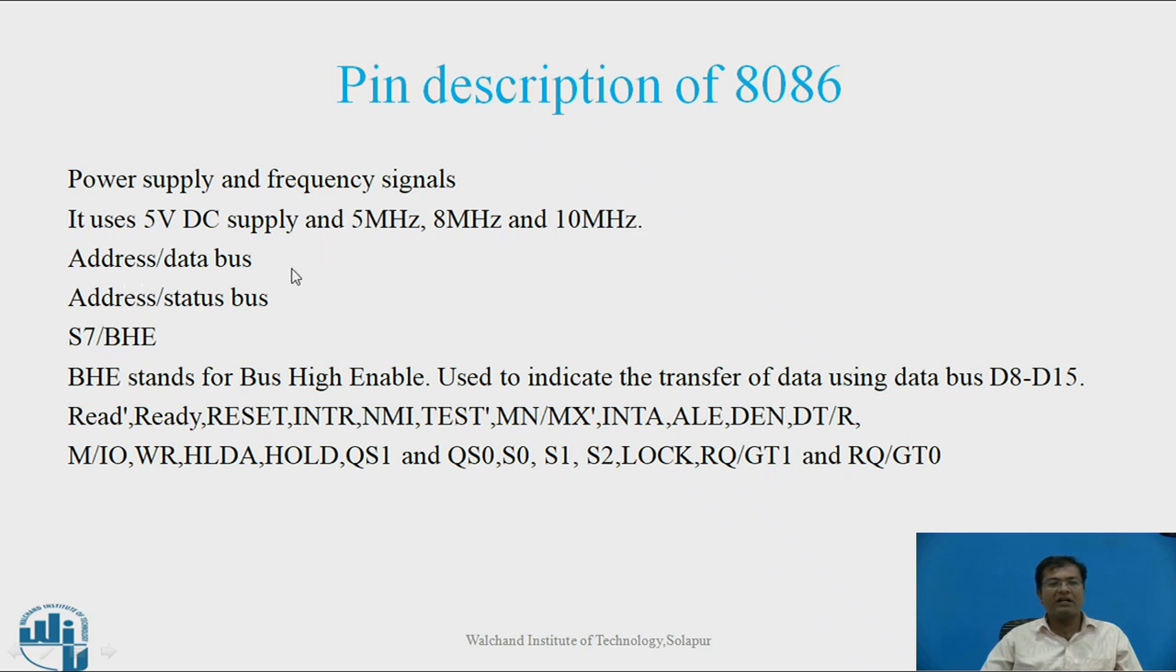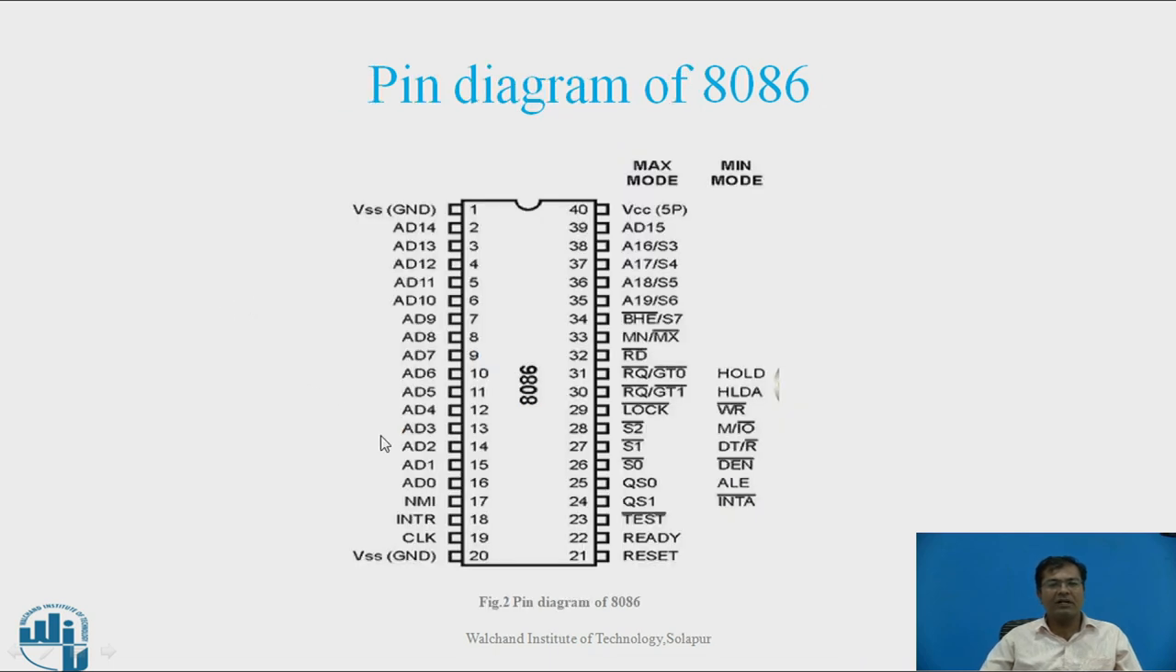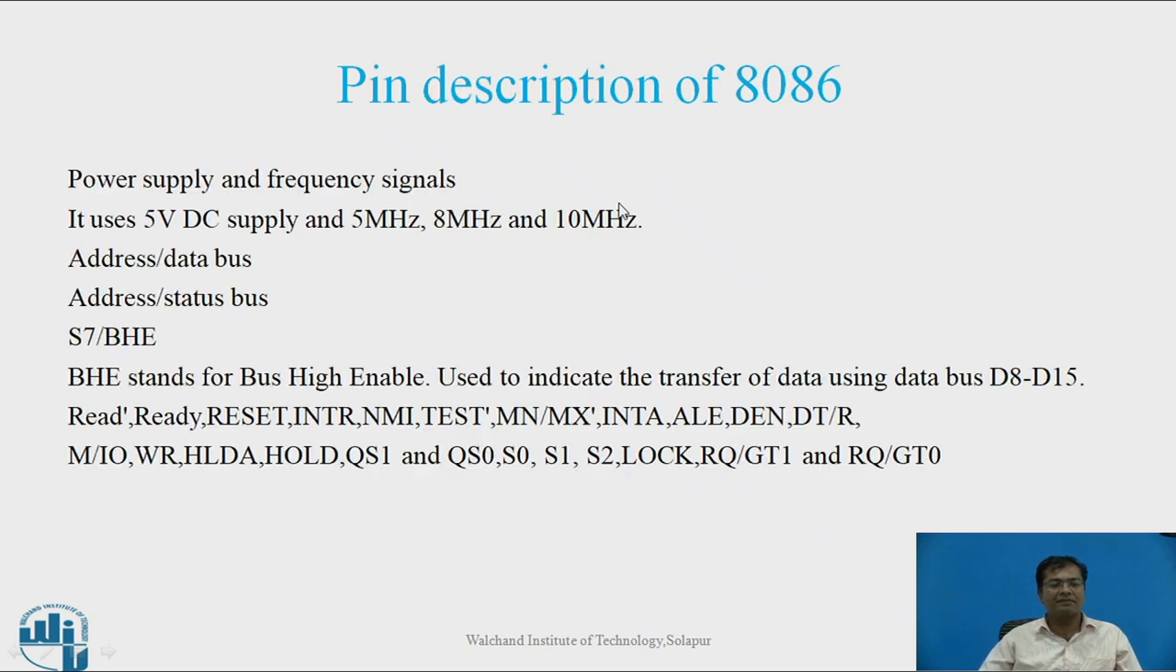It has an address bus, data bus, and address status bus. Here in the diagram, we can see the address and data bus AD0, AD1, up to AD15, then A16 to A19. Total 20 address lines and data lines D0 to D15, total 16 data lines. So this is about address and data lines.